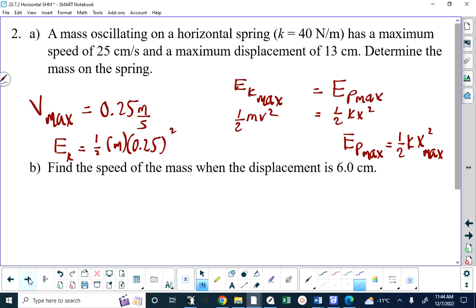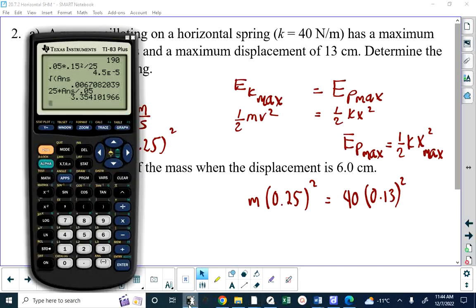I'm a little disorganized in how I wrote all this down, so I'm just going to continue it in the next line. If I cancel the halves, I have the mass, which we don't know, times the 0.25 squared equals k, which we do know, times the maximum displacement 0.13 squared. We can figure out what the mass is. 40 multiplied by 0.13 squared divided by 0.25 squared gives me a totally unrealistic mass.